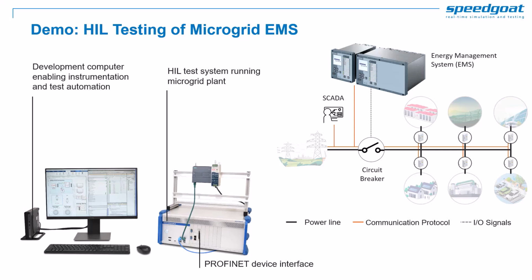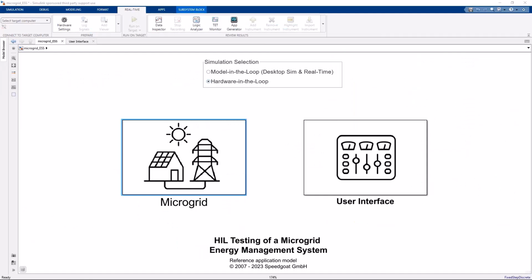One of the test system's onboard Ethernet ports is configured to enable PROFINET fieldbus communication with the device under test, which is a Siemens PLC acting as energy management system and running peak shaving controls.